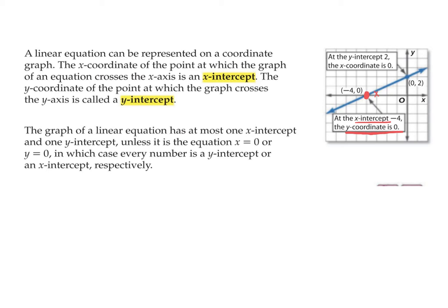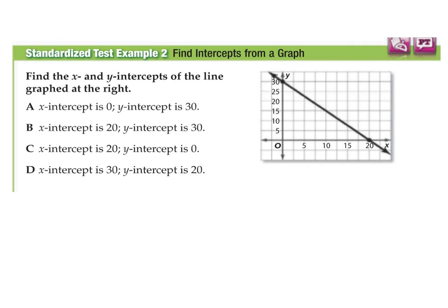Which means that a y-intercept is wherever the image crosses the y-axis. And that means that the x-coordinate is 0. So if I had a graph, I can identify the x and y intercepts by looking at where your line is crossing the x and y axis.